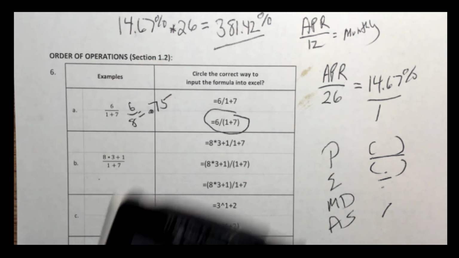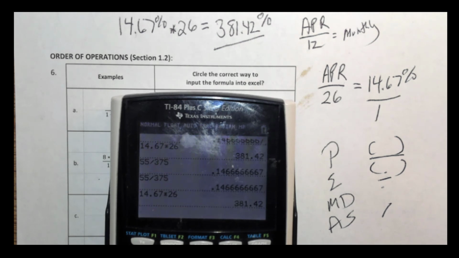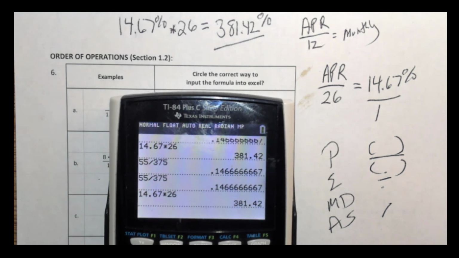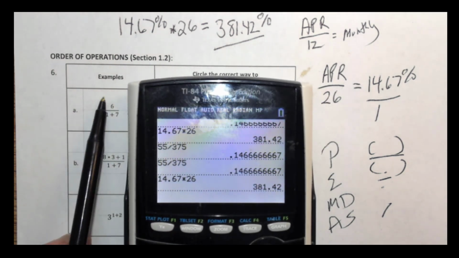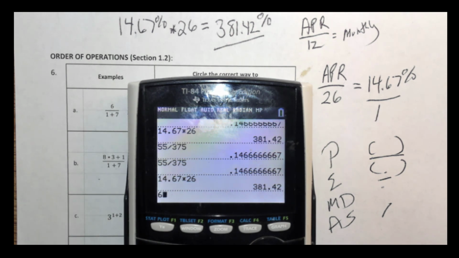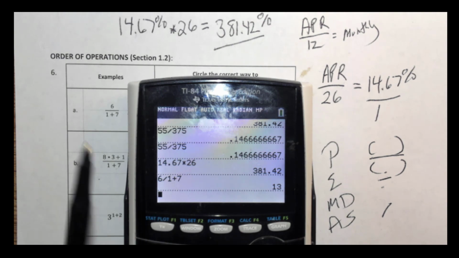Now watch this. Got that? Can you see that pretty well? I'm going to write it the way it's right there, right? I'm going to write it 6 divided by 1 plus 7. And I got 13. Now, how did that happen? Well, what it did is it divided by 1 first because division is higher up in the food chain than addition or subtraction. So it divided first. 6 divided by 1 is 6, then it added 7. That's not correct.